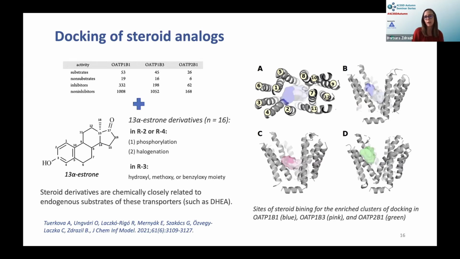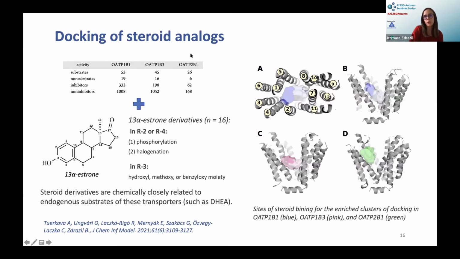And luckily, our collaborators had a nice in-house data set of 13 alpha epiestrone derivatives, and you can see the structures here. We had different variations in positions R2 and R4, here phosphorylation and halogenation, but then in position R3, instead of this hydroxyl moiety, we also sometimes had a methoxy or a benzoyloxy moiety. And then we had, of course, our public data set that we collected, which also contains steroids.